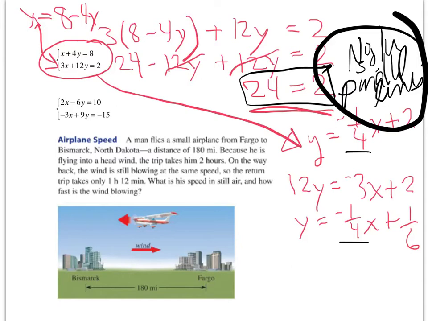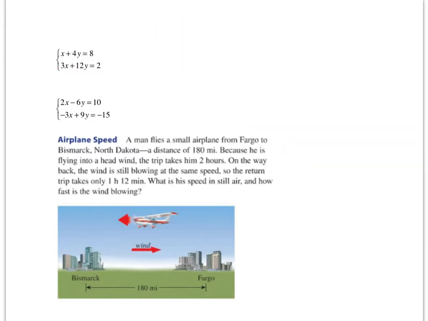Now the next example will show us what happens when the equations are actually two equations for the same line. So we have 2x minus 6y equals 10, and negative 3x plus 9y equals negative 15. So let's multiply the first equation by 3 to give us 6 for the coefficient of x, and we'll multiply the second equation by 2 to give us negative 6 for the coefficient of x, and then we'll add together and have the x terms adding each other out.